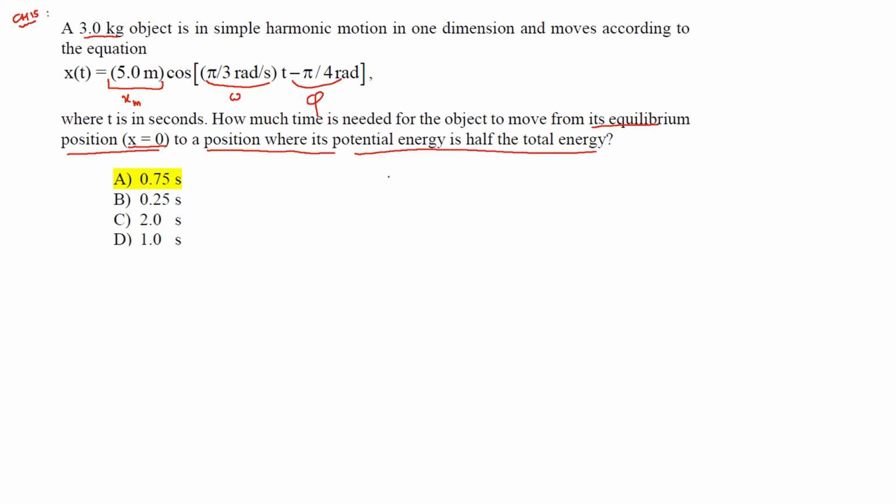So I need delta t when I start from x equals 0, this is my x initial, to x final. I don't know x final, but I know the condition. At x final, the potential energy U_S is half the total energy, which is the total mechanical energy, half E. Okay, good. So this is the question here.